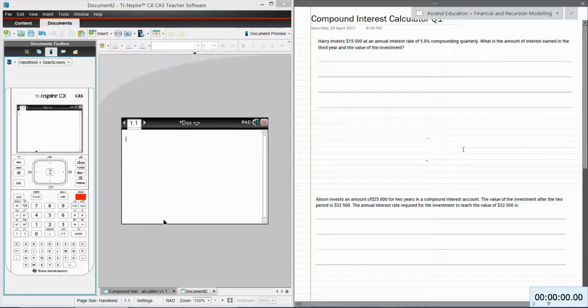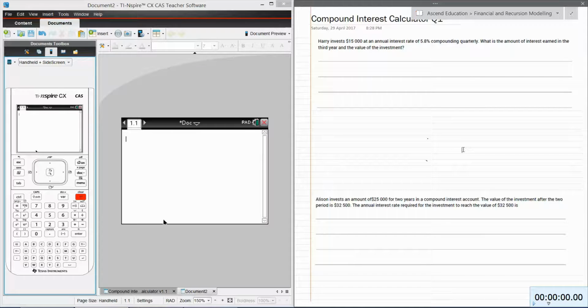Today I'm going to be going over compound interest, which is a component of financial and recursion mathematics on your exam. I'm going to go over the conventional method of answering the question using relations and rules, as well as a calculator tool that I developed that will certainly make your life a lot easier. You're going to see how long it takes to do it using the standard method and the calculator tool that I created, to ensure that you get the right answer every single time.